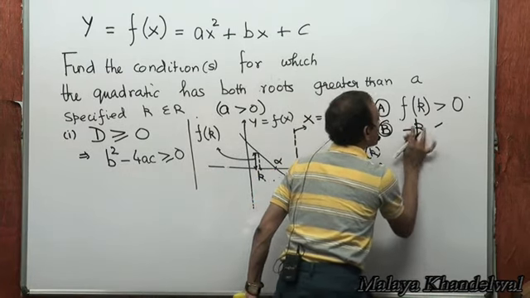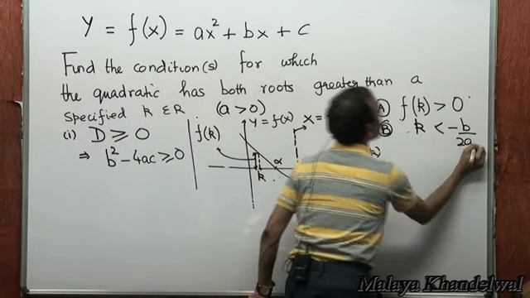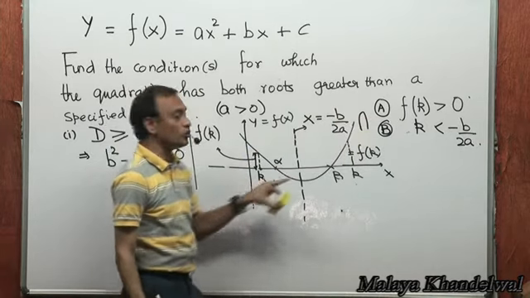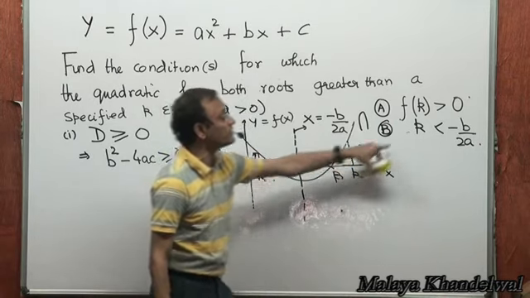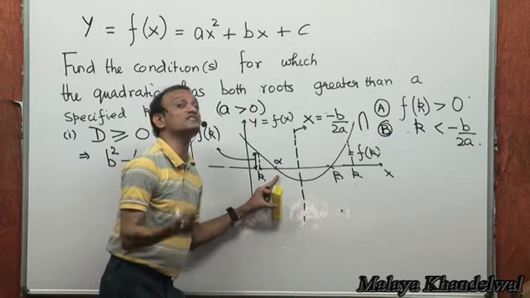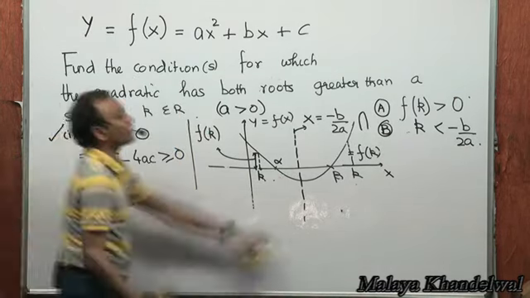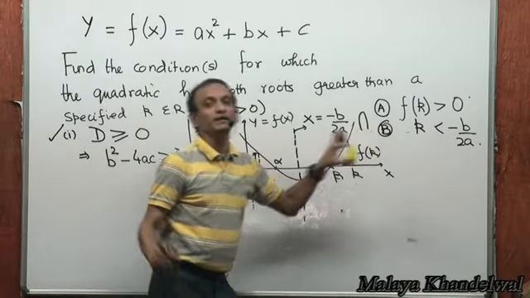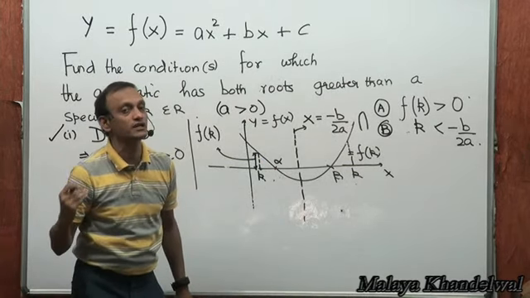K less than minus b by 2a would do the trick for us. That means f(k) greater than 0 would mean that k is either to the left of alpha or k is to the right of beta. That, along with k less than minus b by 2a, would cause k to be exclusively to the left of alpha. Yes or no? So this condition for sure, along with a and b together, 1 and a and b for a greater than 0, would cause both roots to be larger than a specific real number k.